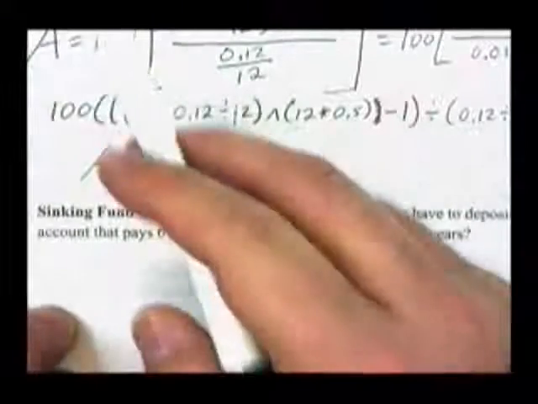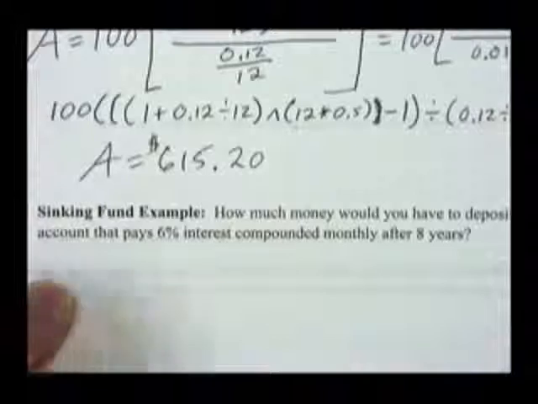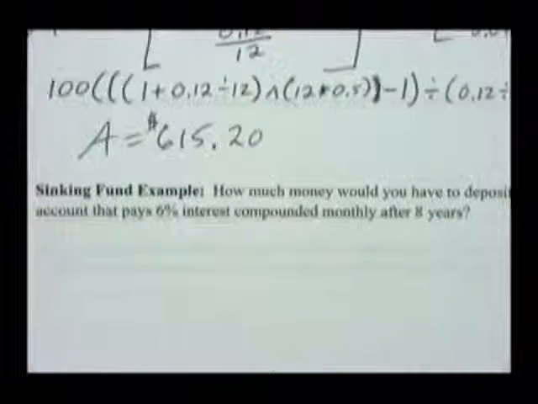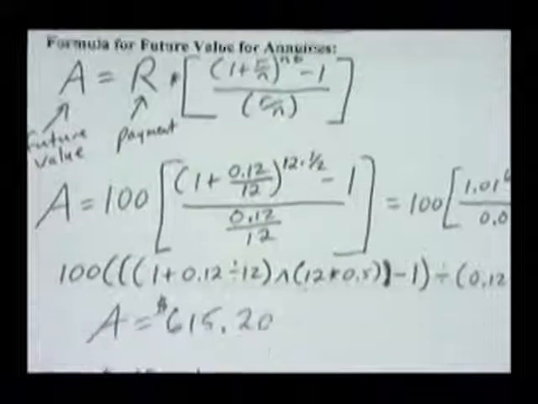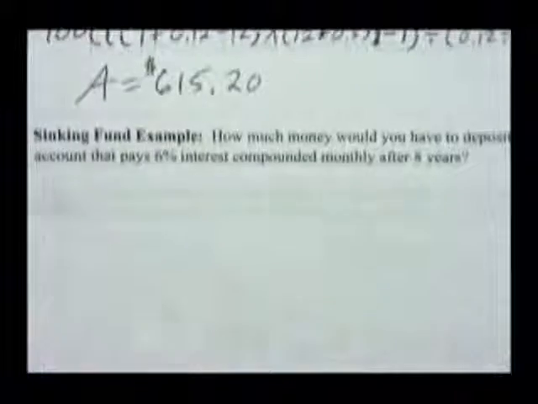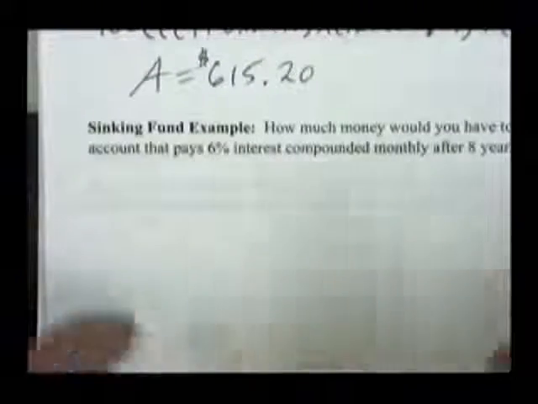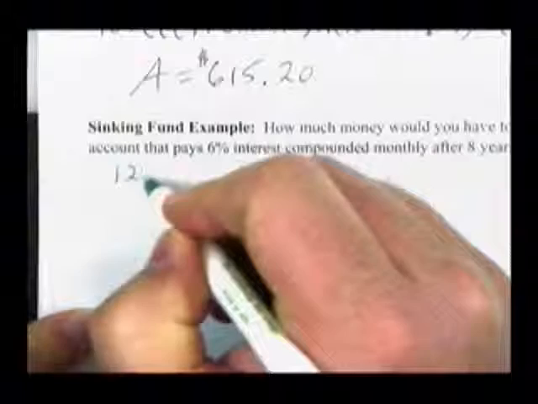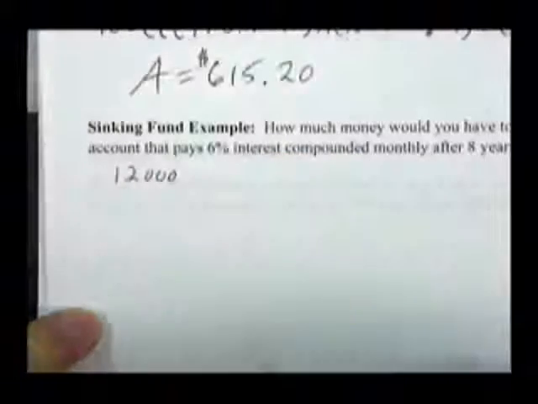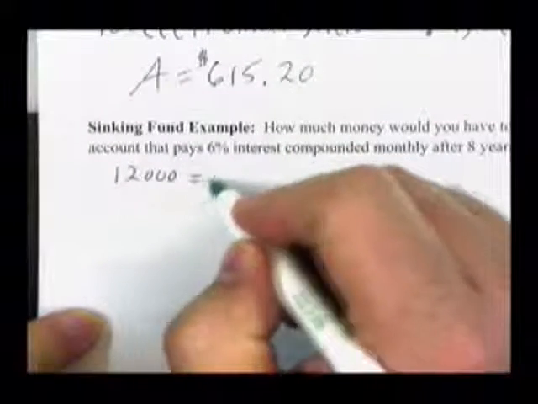Before, I was trying to find the future value. Now I'm trying to find the payment. So I could use my handy dandy formula from up here. Let's plug in everything that I know. I know the amount that I want at the end is $12,000. I don't know the payment.